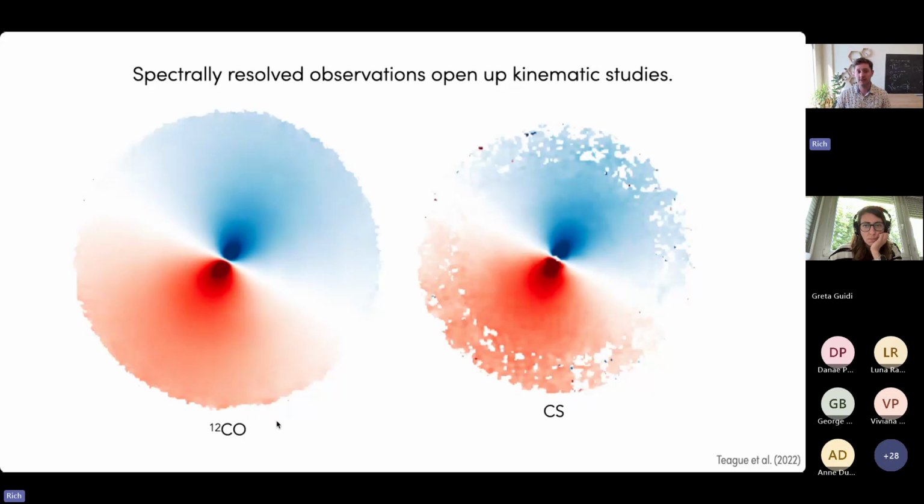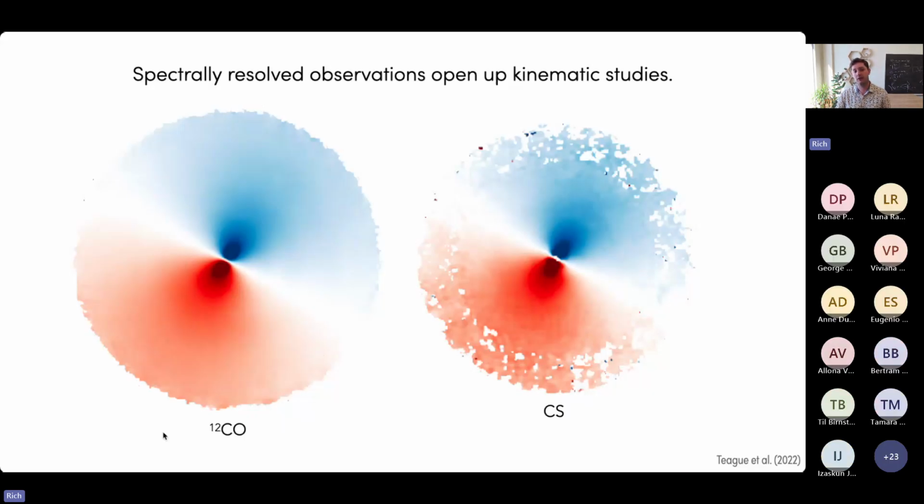So this is the TW Hydra disk and the velocity structure that we infer based on the 12CO, and then from the much weaker and less abundant CS. But you can see we have the standard dipole moment, we've got the red shifted side, the blue shifted side, and this in principle gives us a really powerful way to start looking at the processes within the disk.